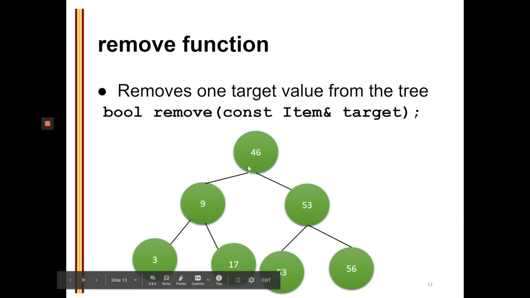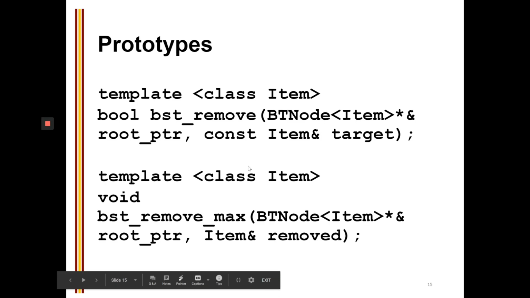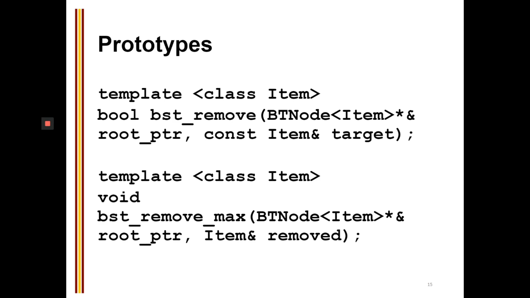Let's look at some prototypes. We'll have a bool BST remove. It just tells us true if it was able to remove that value, false if it didn't. A reason why it wouldn't is if it's not in there, it doesn't exist, right? It takes two parameters: a reference to a pointer of BT node to the root pointer. And again, we call this recursively, so every subtree will have its own root pointer. And then we also have the target, what we're looking for.